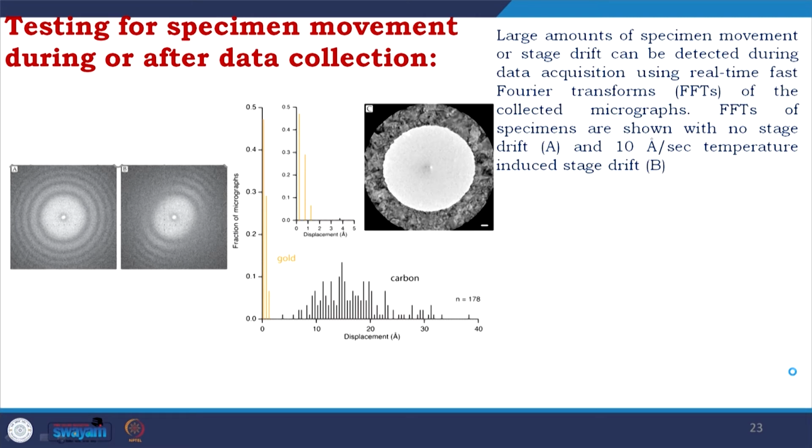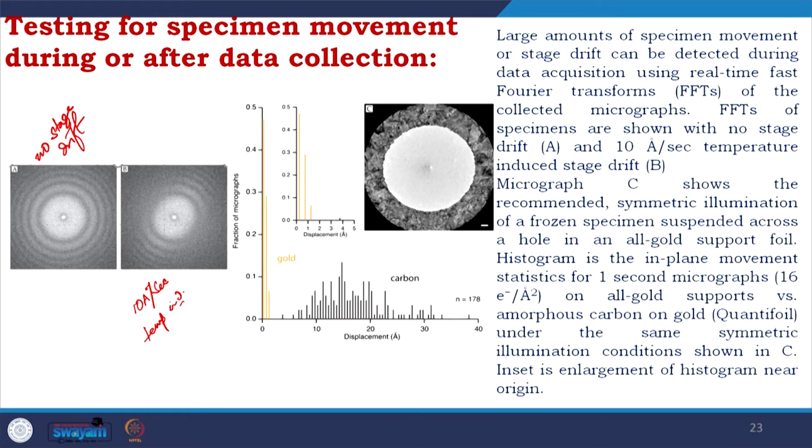So, a large amount of specimen movement, or stage drift as it is called, can be detected during data acquisition using real-time fast Fourier transforms (FFTs) of the collected micrographs. FFTs of specimens are shown with no stage drift here and with 10 angstrom per second temperature-induced stage drift. So, here no stage drift is observed and here 10 angstrom per second temperature-induced.